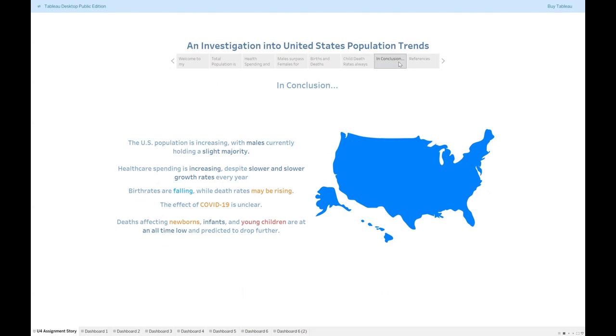As birth rates fall and death rates seem to rise, there may be a time in my life where these trends switch. COVID-19 may have impacted the trajectory of all of these metrics. Despite the wariness of this presentation, deaths affecting newborns, infants, and young children are at an all-time low, with conditions constantly improving for our youngest Americans.